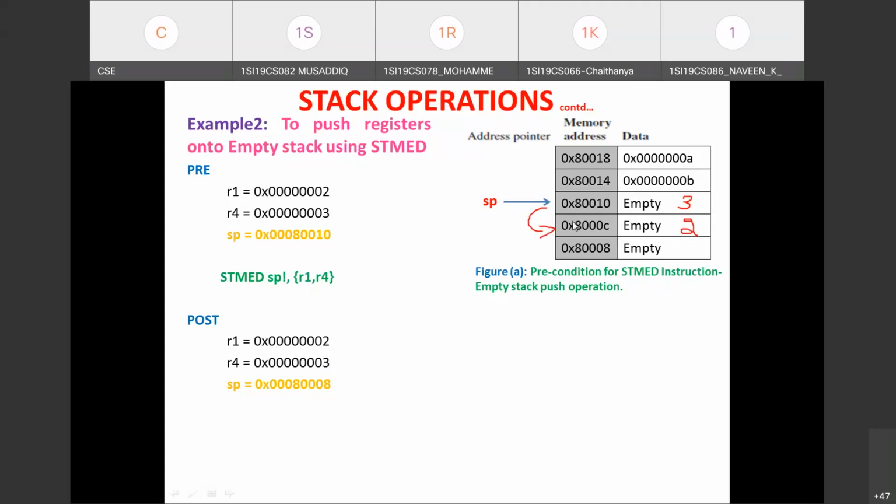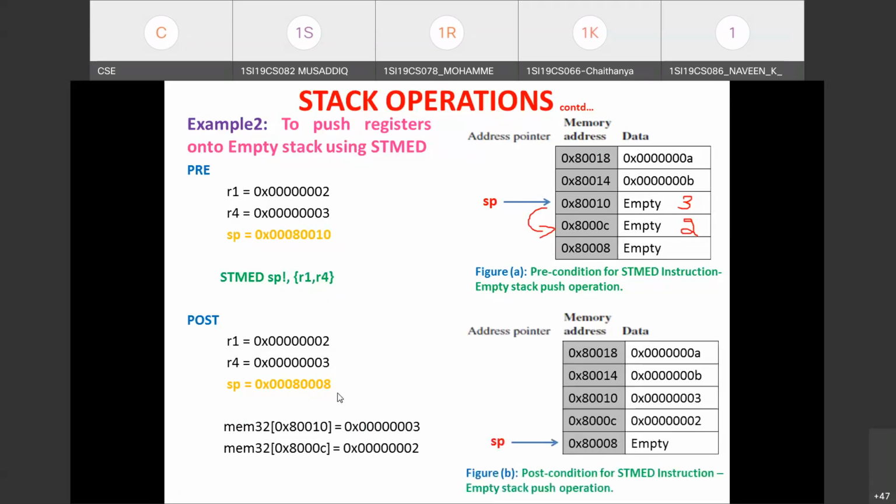Then SP is decremented by 4 to 800C. R1 register content is saved. Then SP is decremented by 4, since it is decrement after. So the final address you find in SP is 8008. And the source register contents will not be altered. If you see the memory locations, these are the data you find at these addresses: 80010 has 3 and 800C has 2. Hope this is clear. Have you all followed till this? These two examples, is it clear? Yes, ma'am.